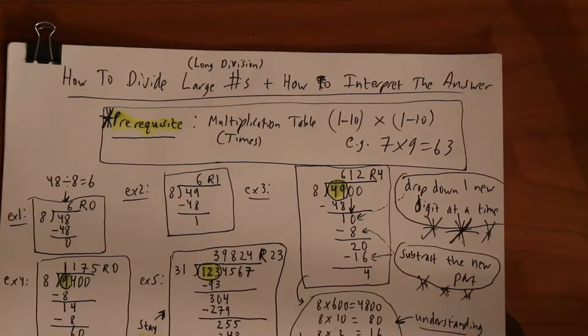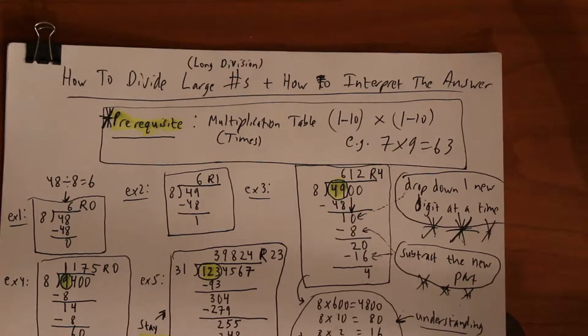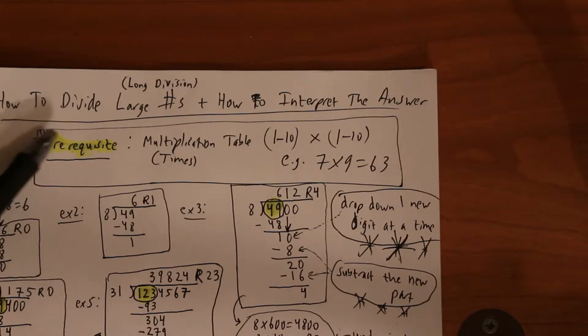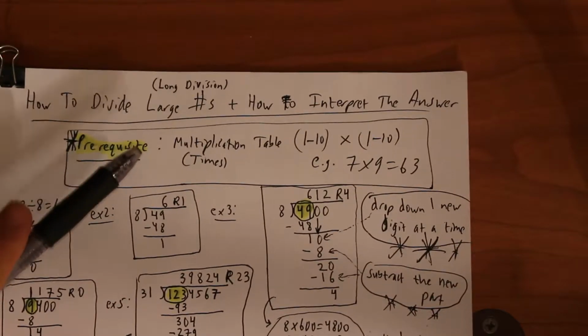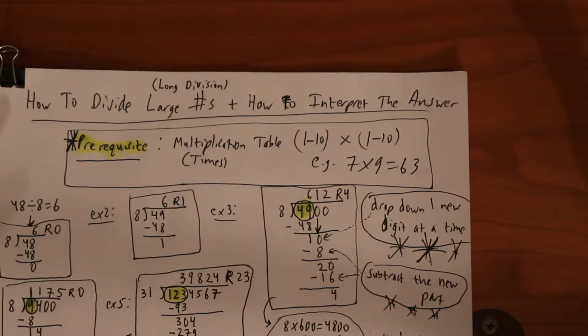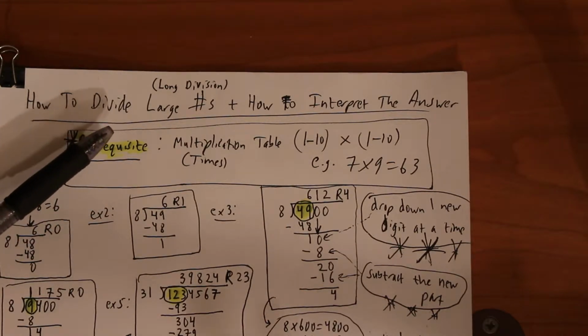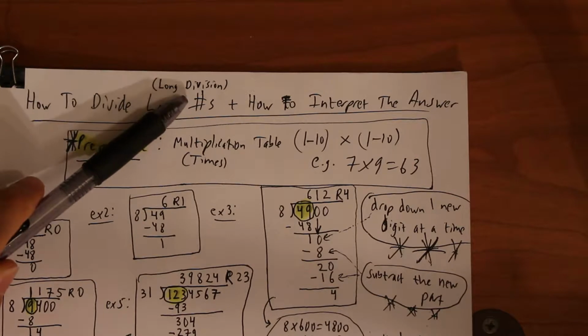Hi guys, I was asked by one of you to do a video on division, so here it is. This video is going to be how to divide large numbers and how to interpret the answer. Dividing large numbers, specifically when they're 2 digits or more, is typically referred to as long division.